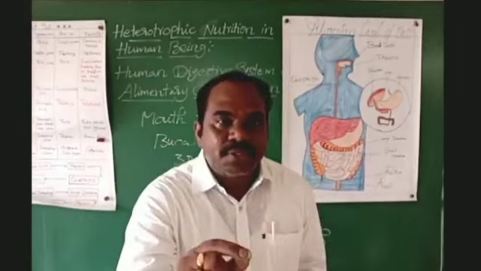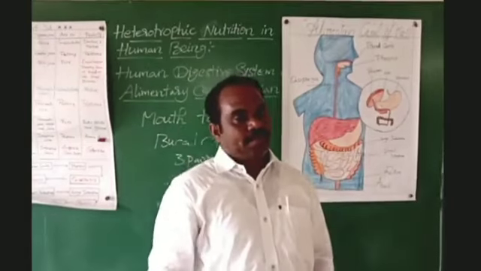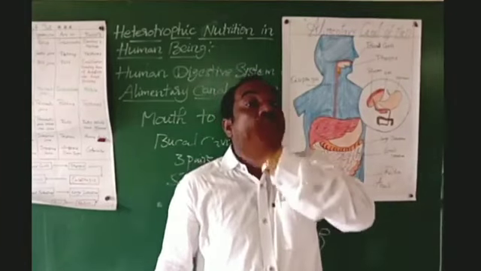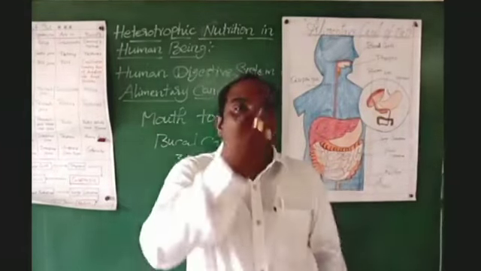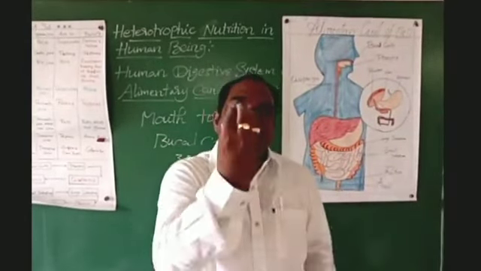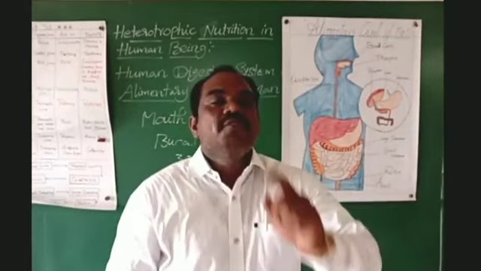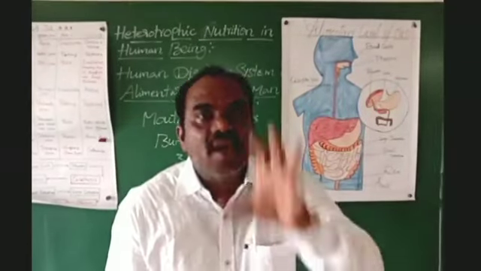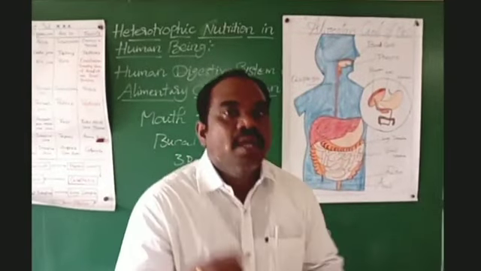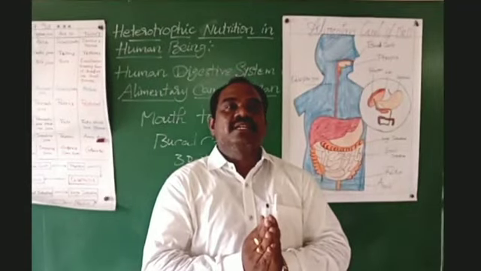Amylase helps convert carbohydrates into maltose sugar in our mouth cavity. You take the food materials. In the food materials, carbohydrates are present. These carbohydrates are converted into maltose sugar with the help of the amylase enzyme, or ptyalin. Amylase is secreted in saliva.